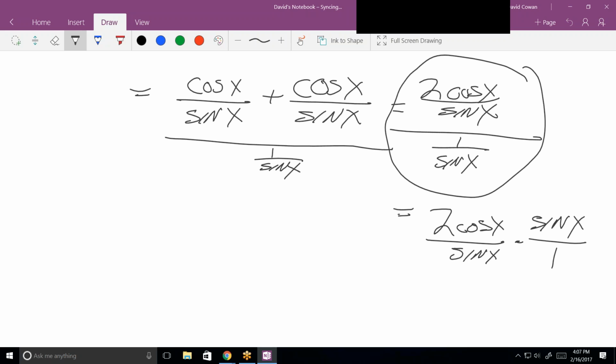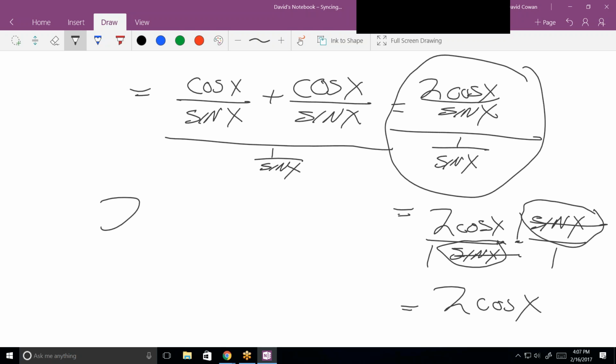Can't sine x over sine x... By canceling, I mean replace it with 1. Yeah. This sine x divided by this sine x is always 1. So when I say cancel and I cross it out, I mean replace it with a 1. So the final answer is 2 cosine x. Okay? But what you don't want to have to do is write it like this. You don't want to have to do that.